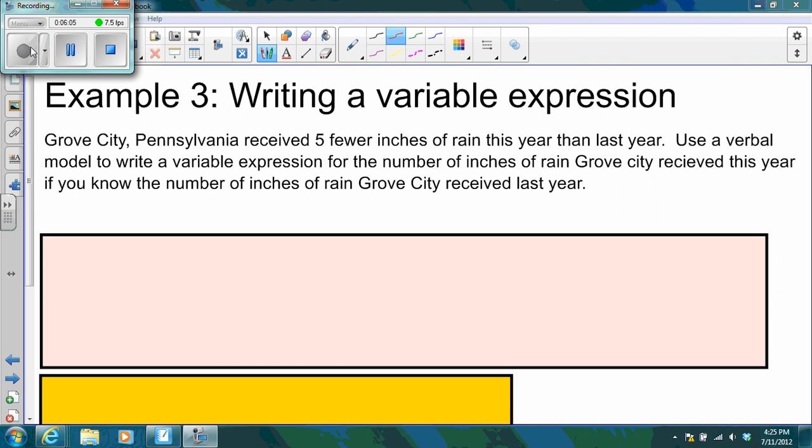And the last example for this section is writing a variable expression. So read the word problem below on your own, and I'm going to read it to you as well. Grove City, Pennsylvania received 5 inches fewer of rain this year than it did last year. Use a verbal model to write a variable expression for the number of inches of rain Grove City received this year if you know the number of inches of rain Grove City received last year. So try on your own now, press pause, and figure out how you would write this as a variable expression and verbal model.